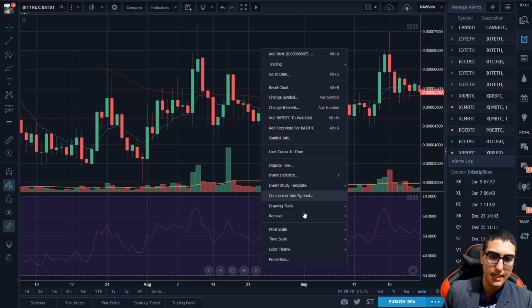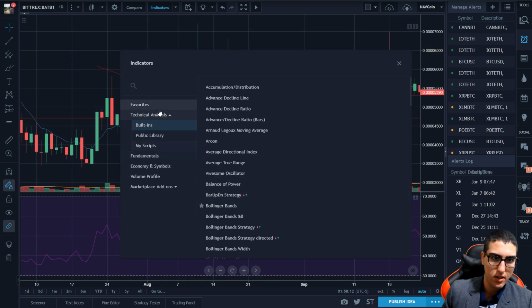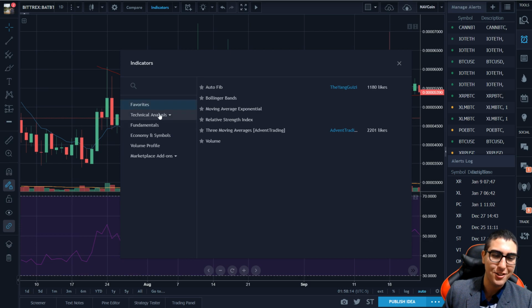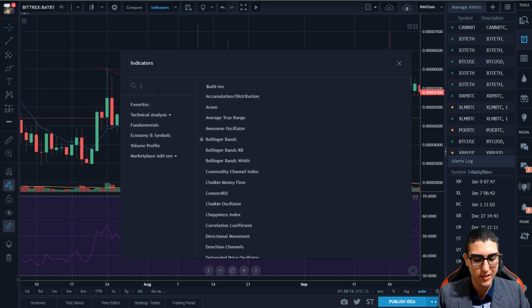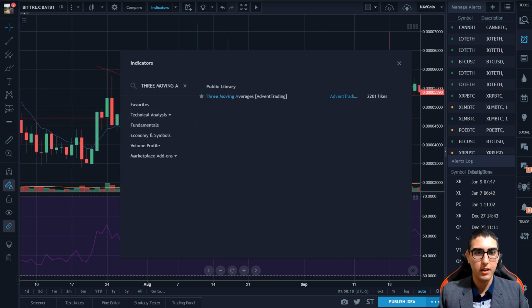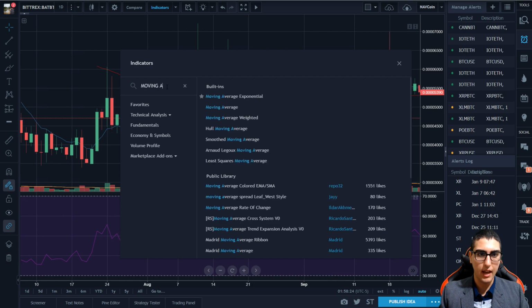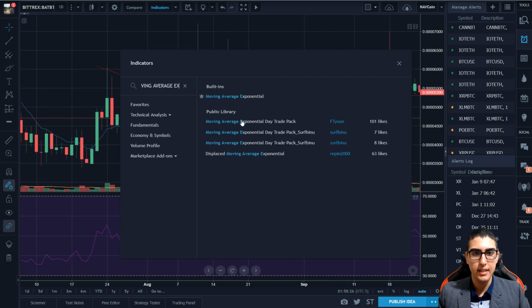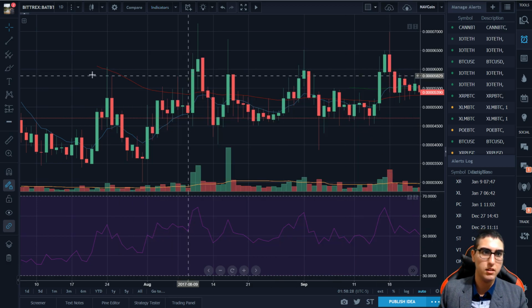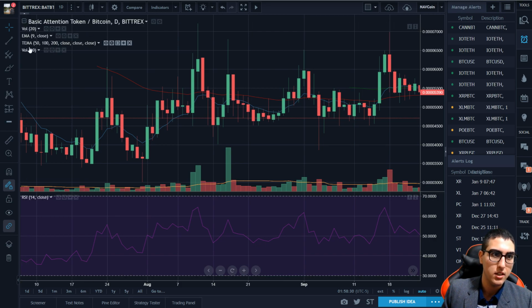Yes. Insert indicator, and then you go to favorites. You have to type in 3 moving averages, and then you click that, and then just make sure you set up with the right things. And for EMA, it's also called the moving average exponential, so that's a synonymous word for it. So you can see these are all the indicators that I'm using right now.